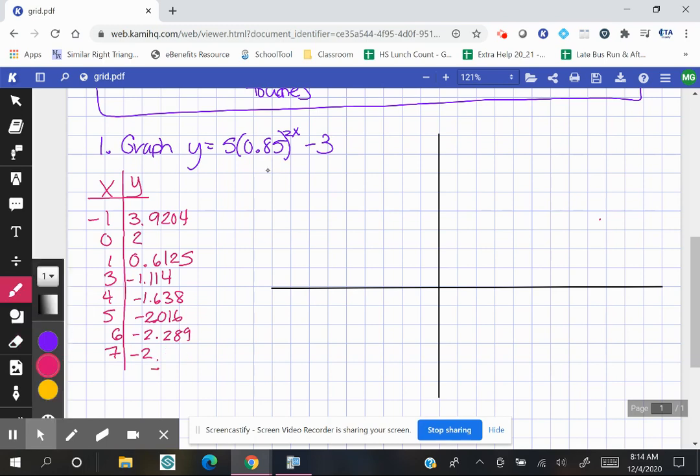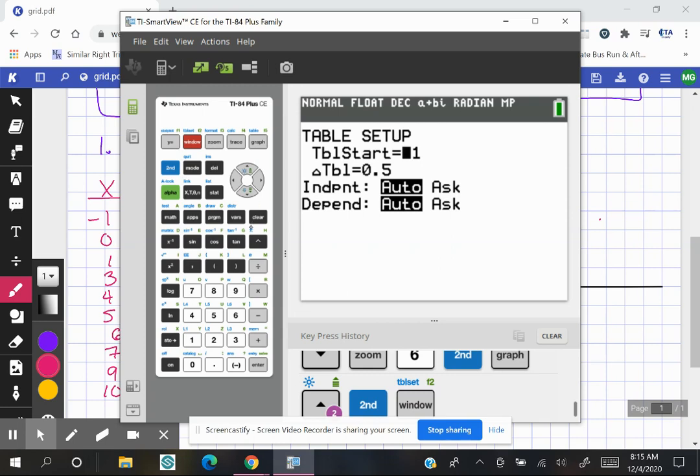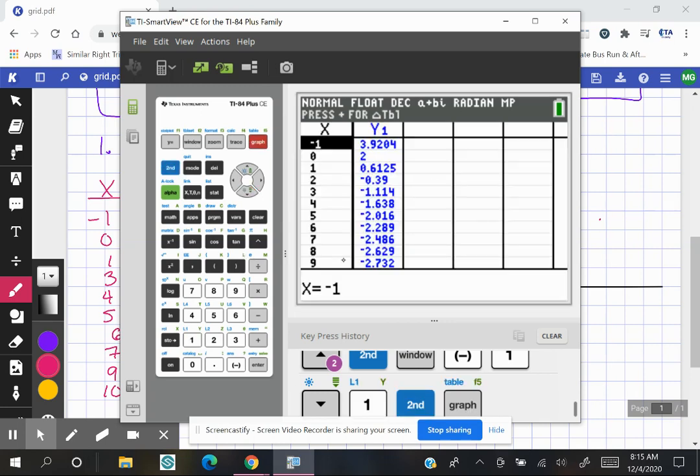So 7 is -2.486. 8 is, actually I don't have 8. I'm just going to skip to 9 right here. I just didn't have 8 written down. But you could grab it as well. Now my table looks like I'm going up by 0.5, so if your table is a little funky like that too, maybe I start my table at -1 or 0, it doesn't matter, we can always scroll, and my change in table should be 1. There we go. So if you wanted to include 8, which I skipped over, is -2.629.